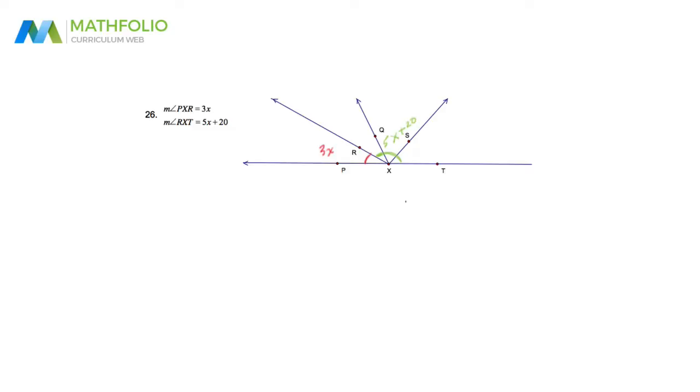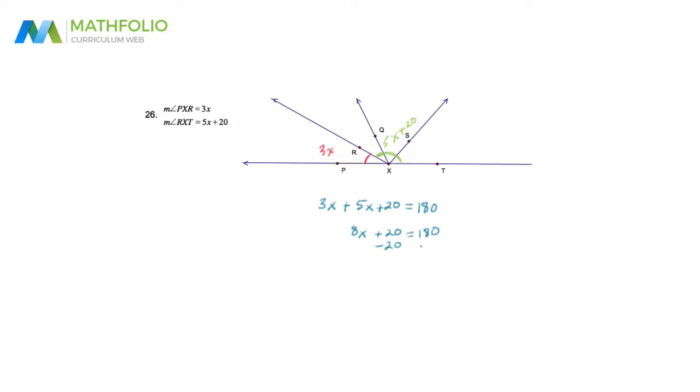Notice that we're only given two angles this time and not a third angle that they both equal, so we've got to think about this. We've got 3x there, we've got 5x plus 20, so I notice that these two angles, when you put them together, are a linear pair. They make the full 180 degrees, so we could write that 3x plus 5x plus 20 must equal 180 degrees. Now when I combine like terms, I've got 3x plus 5x is 8x, plus 20 equals 180.